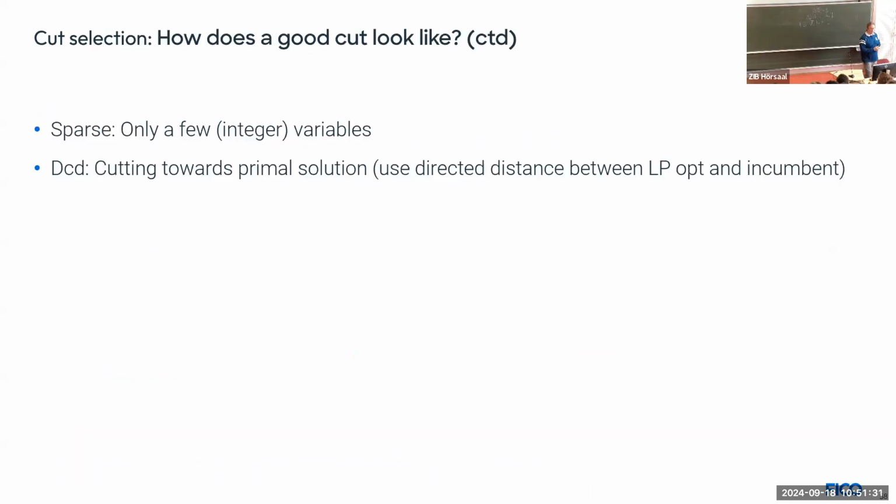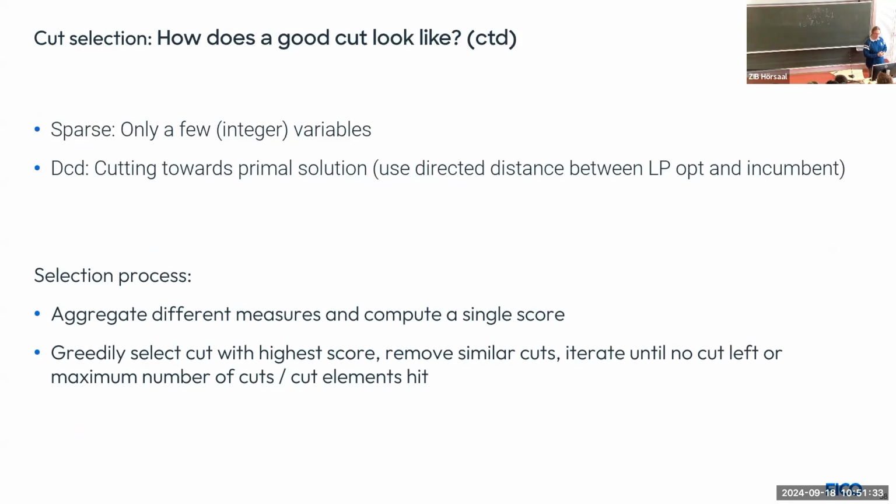Sparse cuts are good. And in the selection procedure, you will then aggregate different measures again into a single score, similar to what we saw for the hybrid branching scoring. And I will be closing here with a couple of pictures of what a good cut looks like. So that's a good cut. It's very efficient. It's very efficacious. It chops off a big part of the polyhedron. This one, much less.